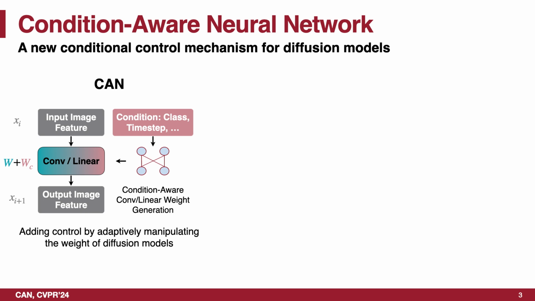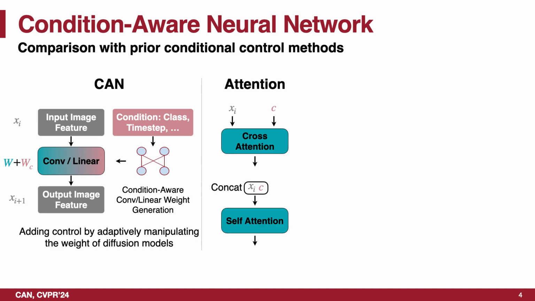The core idea of CAN is to add control by adaptively manipulating the weight of diffusion models. This is achieved by introducing an extra conditional weight generation module. This module takes the condition embedding as the input and outputs the conditional weight to adapt the base weight.